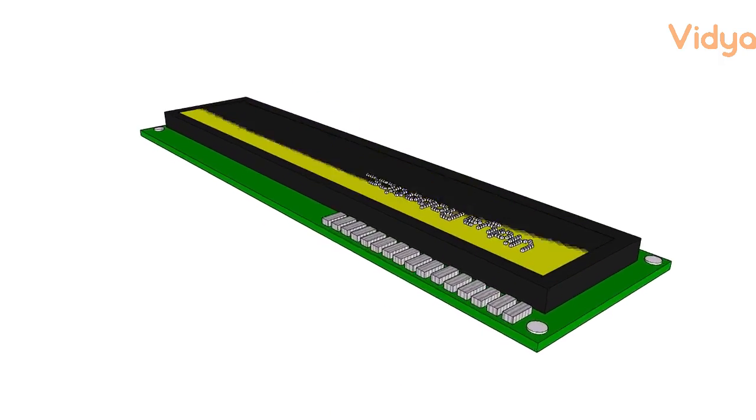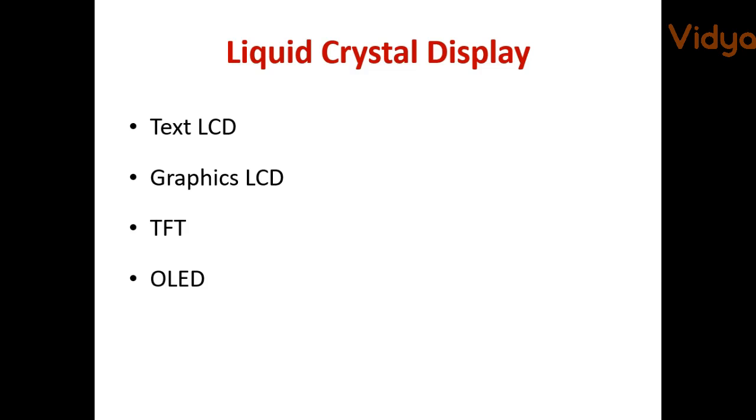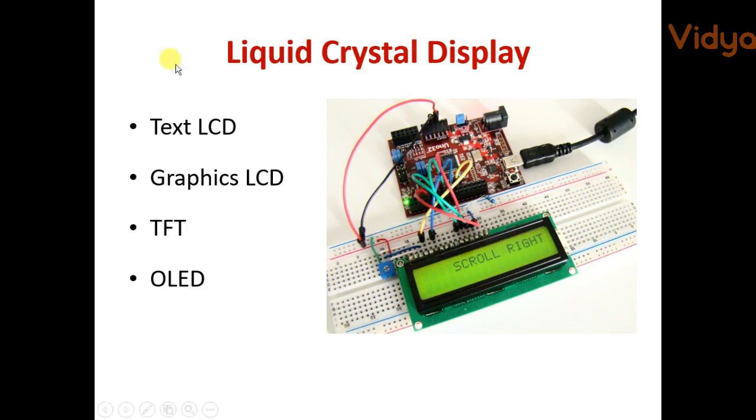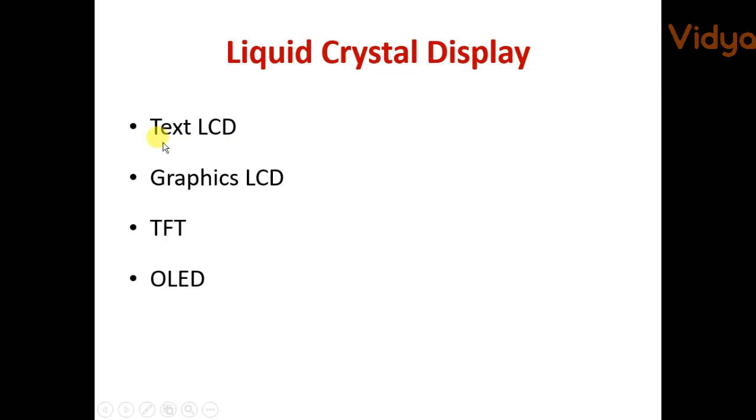LCD or a liquid crystal display can be of many types. Mainly the most popular type is something called a text LCD. This text LCD can be interfaced to the microcontroller and we can print any kind of text onto it which can be printed using keyboard. So it works basically on the ASCII characters.